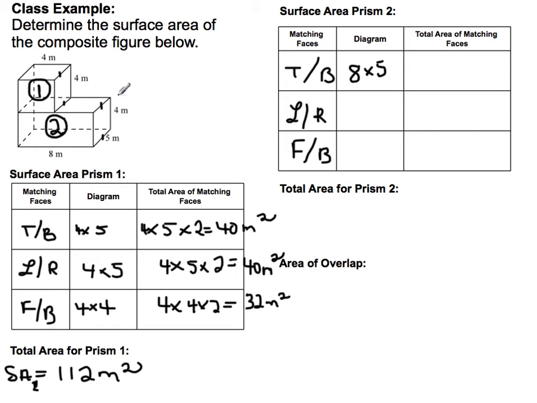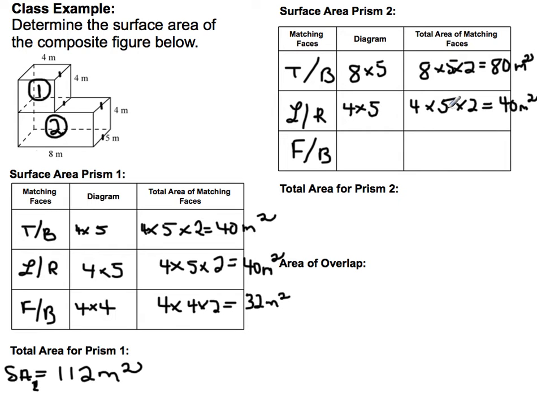So 8 by 5 is my top, and since I have 2 of them, I have to times it by 2. So I have 80 meters squared. 8 times 5 is 40, times 2 is 80 meters squared. My left and my right look like they're 4 by 5. Those are the dimensions. So I'm going to go 4 times 5 times 2, and I have 40 meters squared.